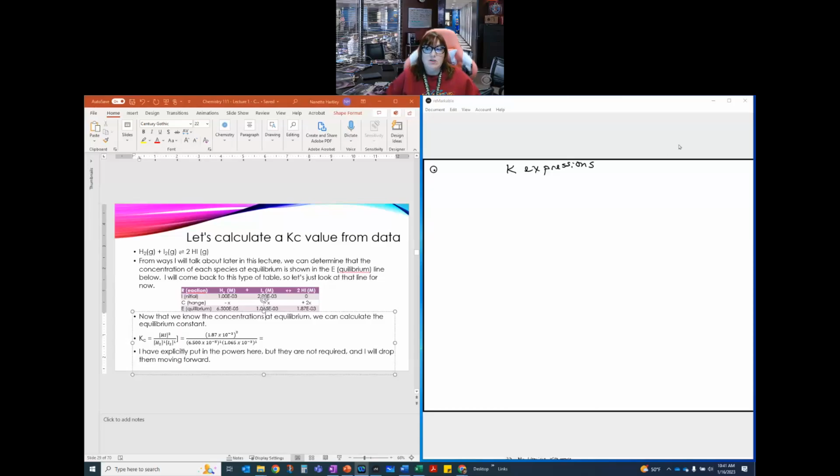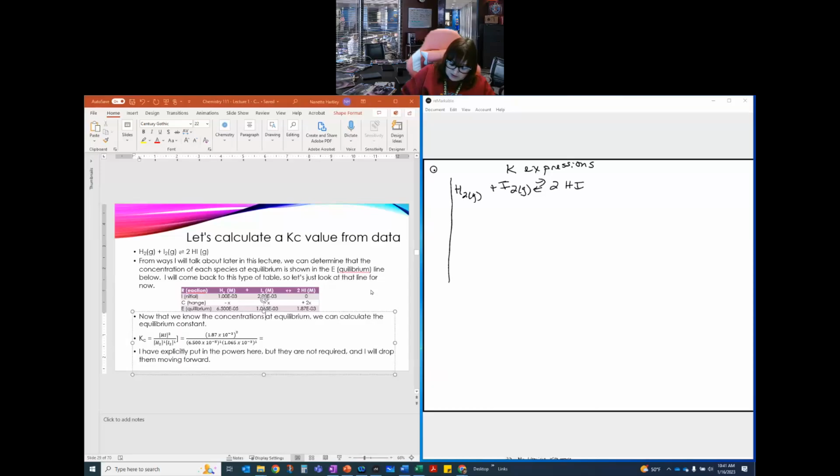And let's look at a Kc value from data. Okay, we have done this. We've calculated this a couple of times. But now we're looking at it in a slightly different way. We're looking at the relationship between H2 gas and I2 gas to give me 2HI. So I have H2 gas plus I2 gas, giving me 2HI.